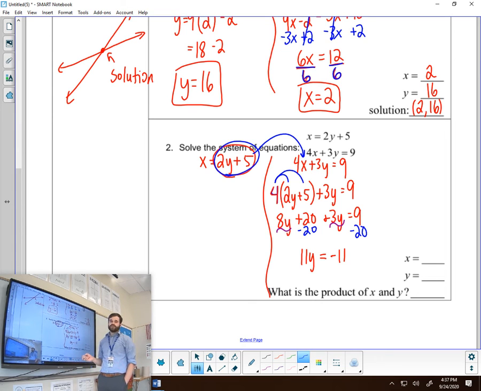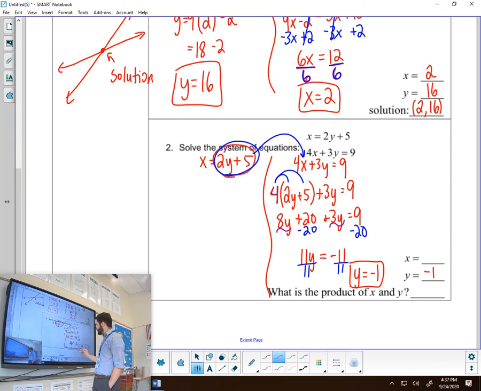Then I'm going to solve for y. I'm going to divide this side by 11, divide this side by 11, and negative 11 divided by 11 is negative 1. So my answer is going to be y equals negative 1. So there is my solution for this one. I'm going to take it and write it over here, but I'm also going to use my other equation to find out what my x is.